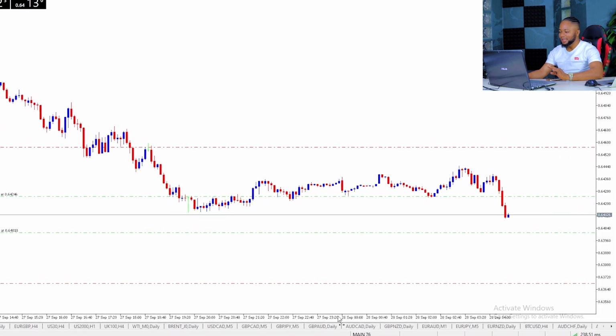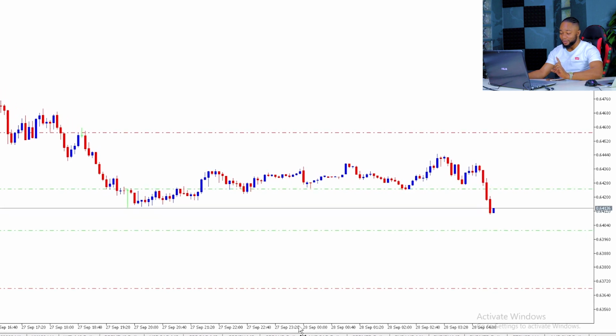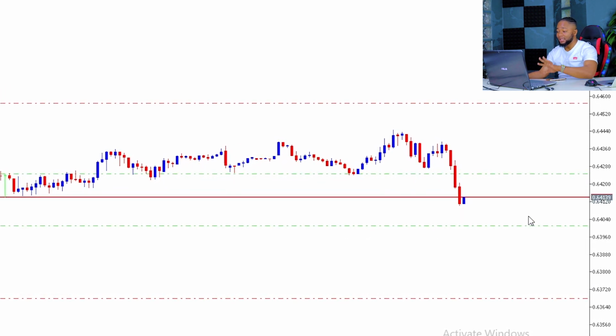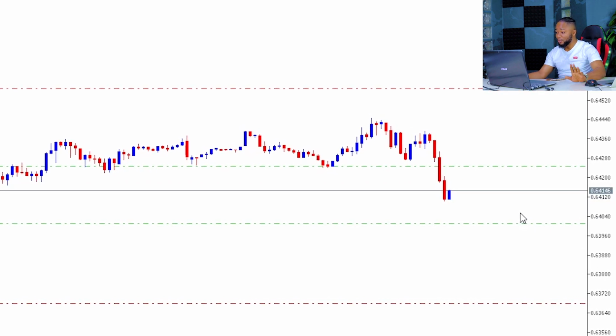Okay, now I can't see any impact. That means the news is not that impactful. This is what you guys need to understand. Not all news events are impactful. You can see. But the good thing is my money is still intact.